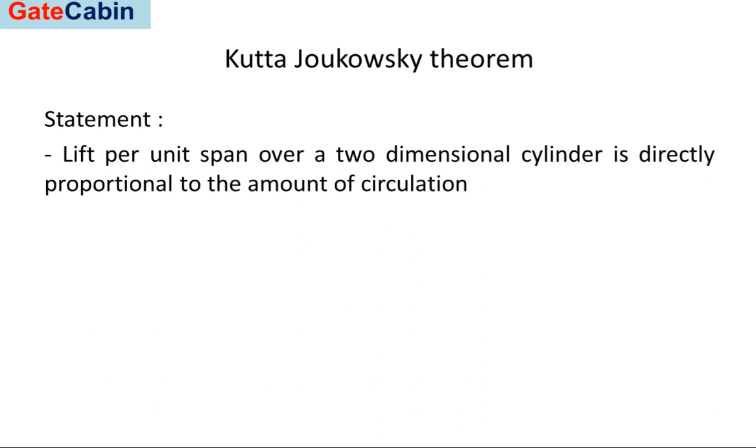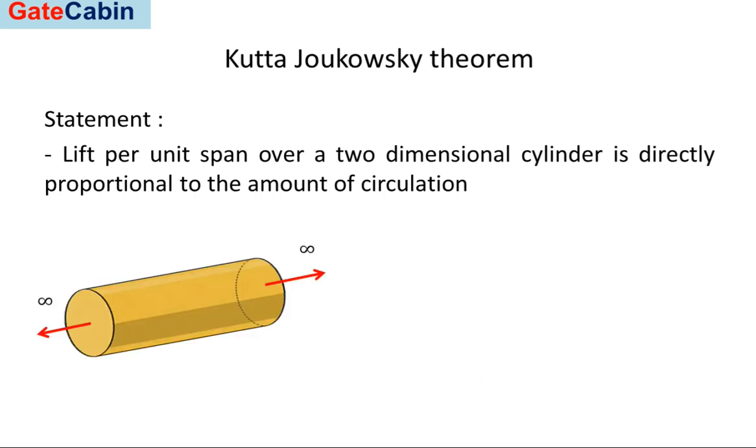aerofoil shape. So basically, in order to understand, let us take up a two-dimensional cylinder. As I said, it is extending from infinity to infinity, which means it is endless. The cylinder is endless. So over this endless cylinder we can have, let's say, b for the time being as the value of a span. Actually, infinity also doesn't mean that it is endless.